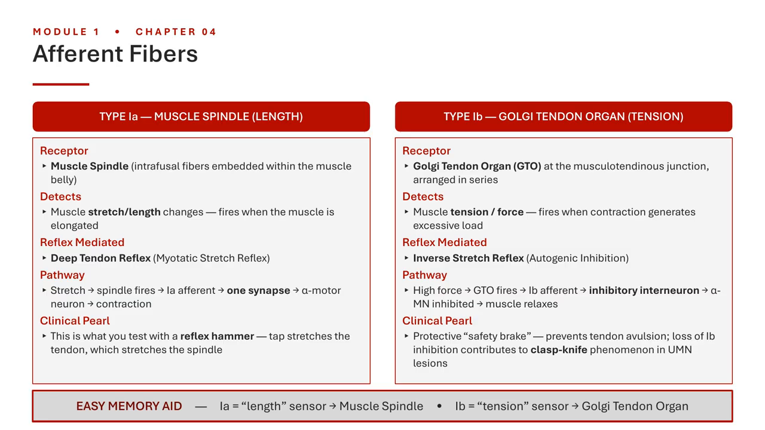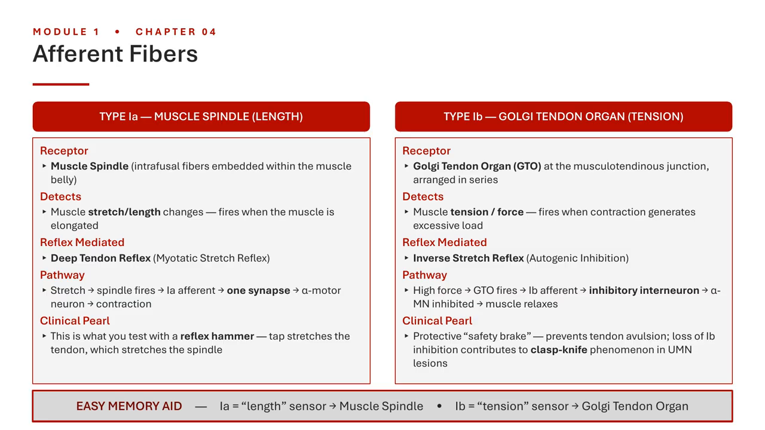Group 1B afferent fibers arising from the Golgi tendon organ. The Golgi tendon organ is a tension detector. The receptor is the GTO at the musculotendinous junction. It detects muscle tension or force, not length. It fires most strongly during active contraction when load is high.